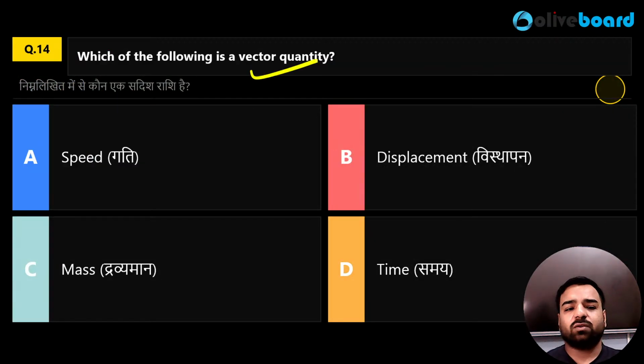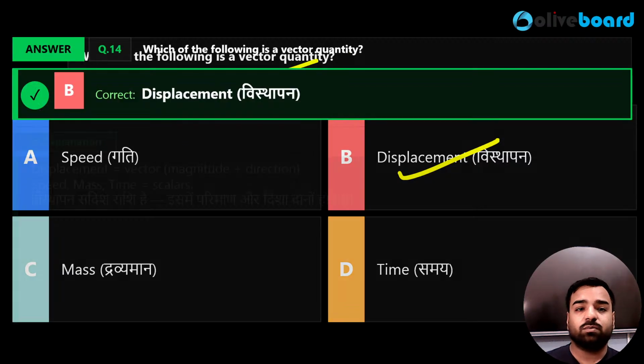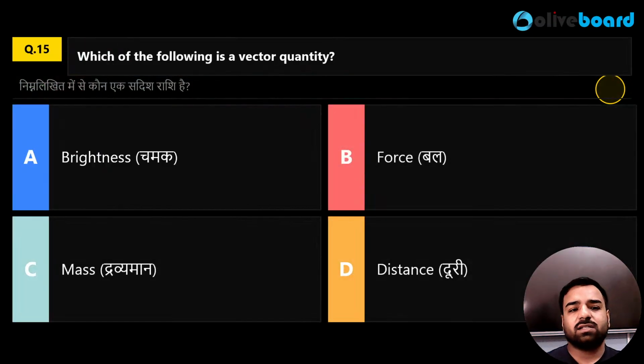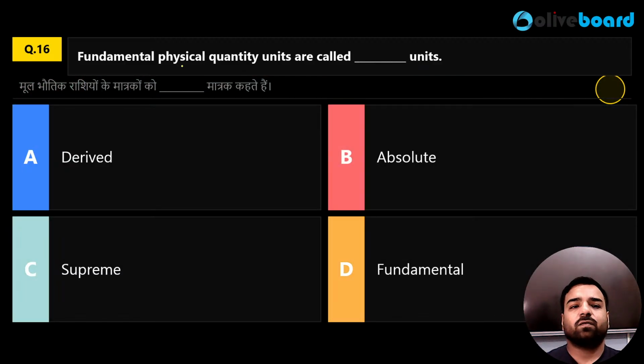Which of the following is a vector quantity? So amongst them, displacement has direction and magnitude both. Which of the following is a vector quantity in these options? So what is it? Force. Next, fundamental quantities: physical quantities which are fundamental are called fundamental units, right?